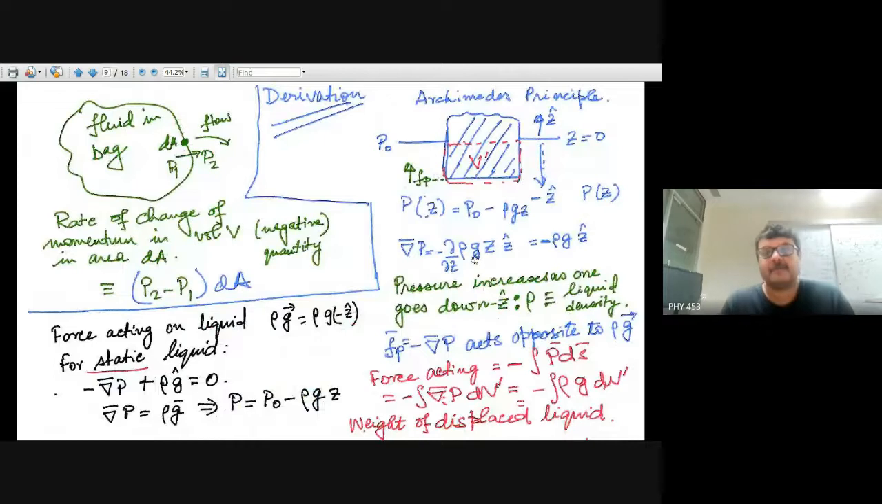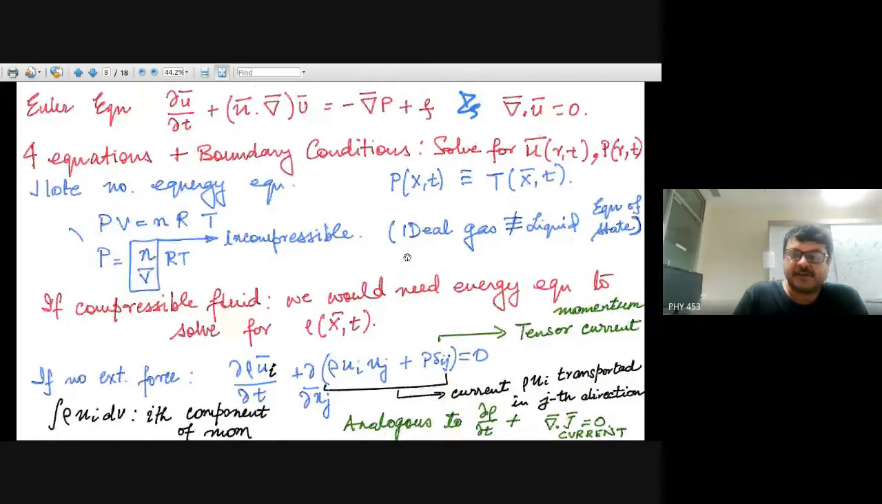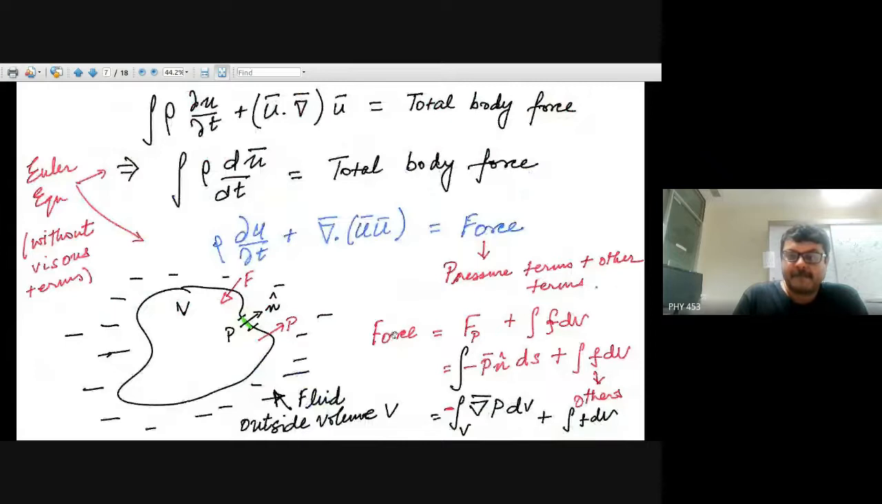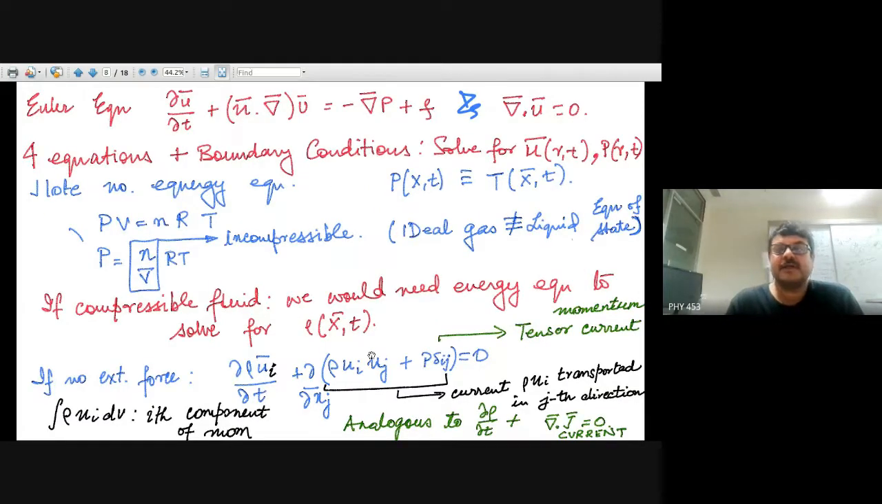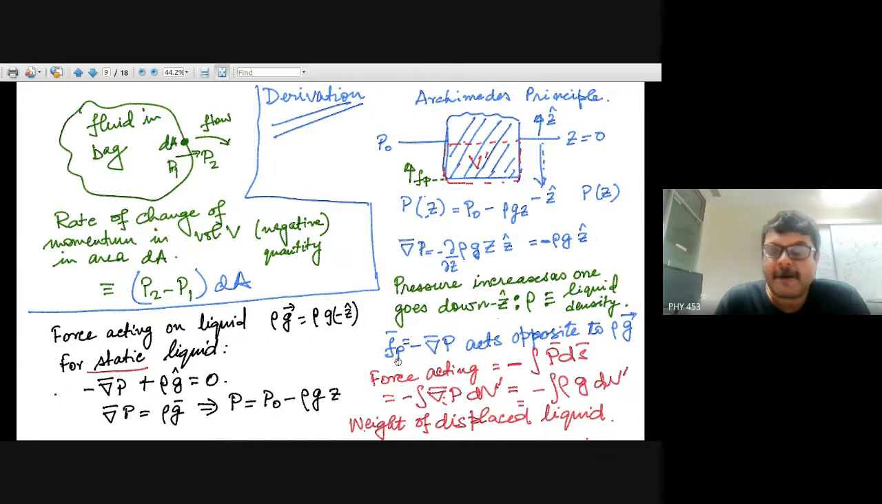Okay. And what's the force? Rate of change of momentum, we wrote here somewhere. The force was minus grad P, which was the force acting on this fluid, right? So grad P equal to minus rho g. This is the minus rho g.